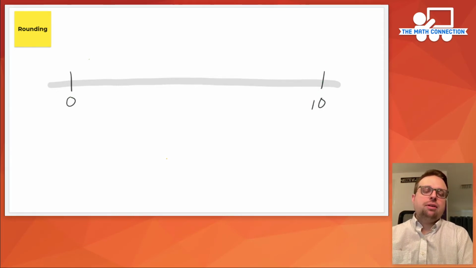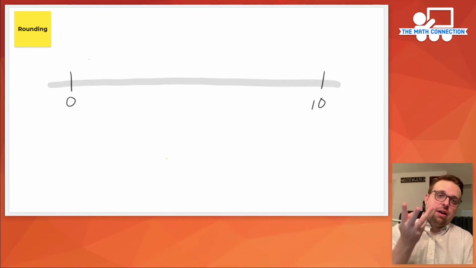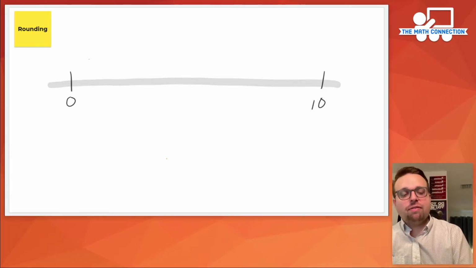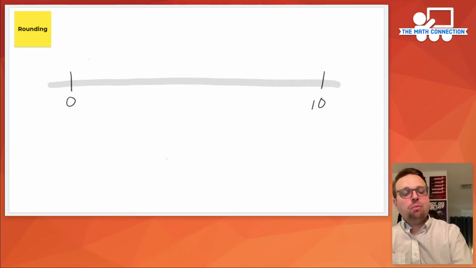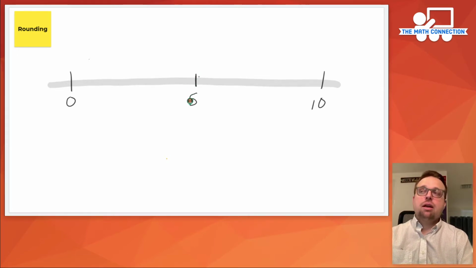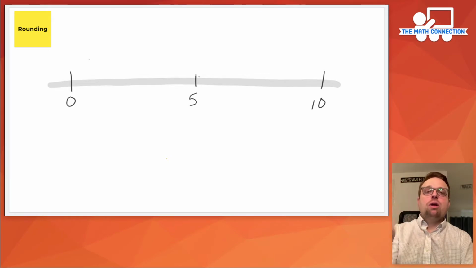So in between 0 and 10, I have what? I have 1, 2, 3, 4, 5, 6, 7, 8, 9. And that is what falls in between here. What do I really care about for rounding? I care about the halfway point. The halfway point between 0 and 10 is going to be 5. So that's the middle. And that's all we need to know when we're doing rounding: we need to figure out what's the value right below where I'm at and what's the value right above where I'm at.